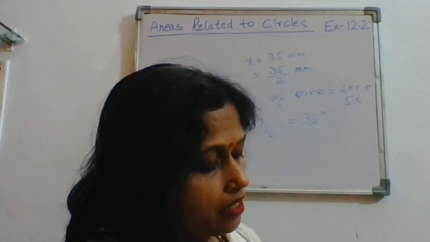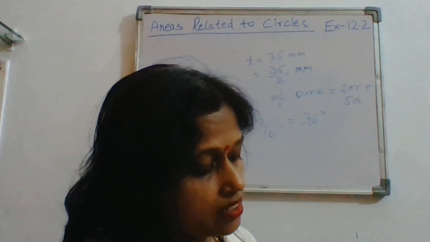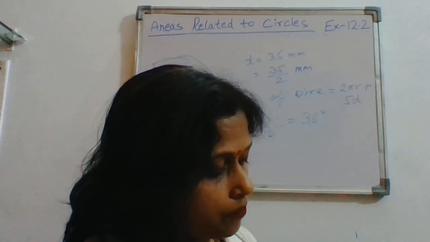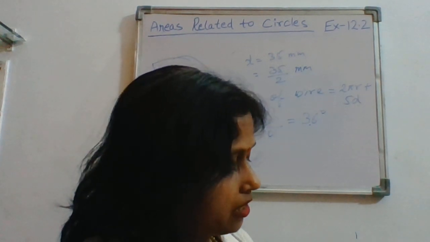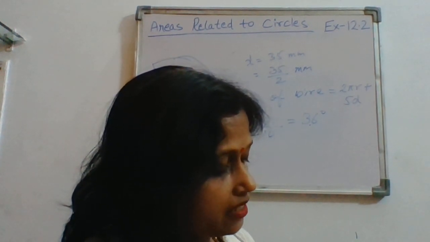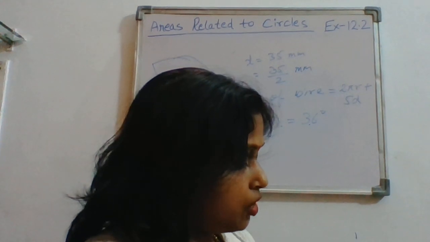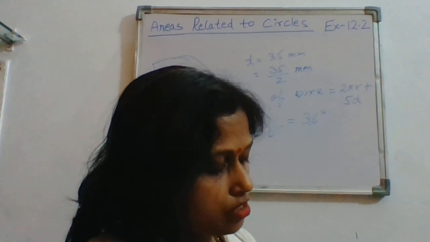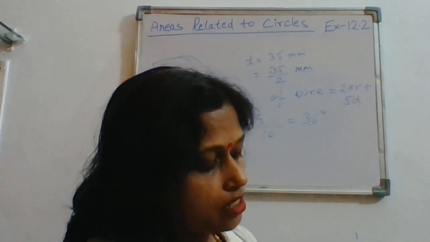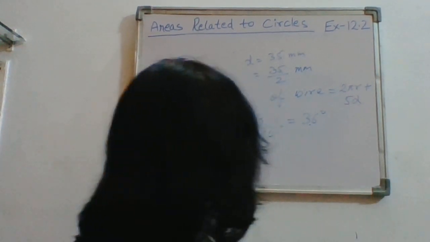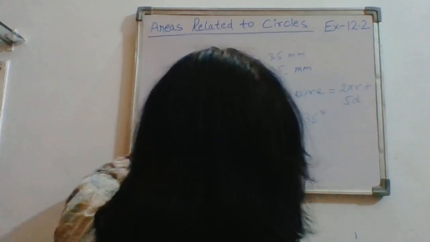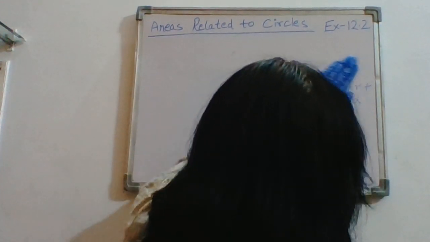Question number 13. A round table cover has 6 equal designs as shown in the figure. If the radius of the cover is 28 centimeter, find the cost of making the design at the rate of 0.35 per centimeter square. And root 3 you have to consider only 1.7. Now in a table cover there are 6 equal designs and you have to calculate the area of design.